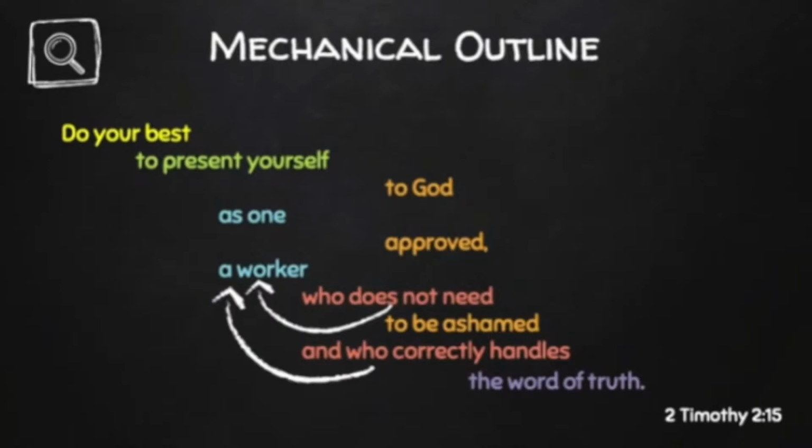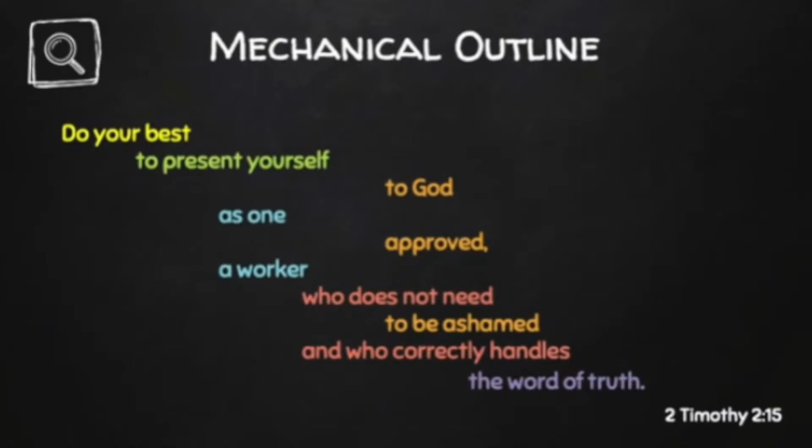So a lot of people would have put the and on another line with little lines that connect the two who's, because they both modify worker. But I've done it a little more simply here and just put and who correctly handles, and what do they correctly handle? The word of truth. That's the object of the whole thing. So now you can line that up and see something of the structure.